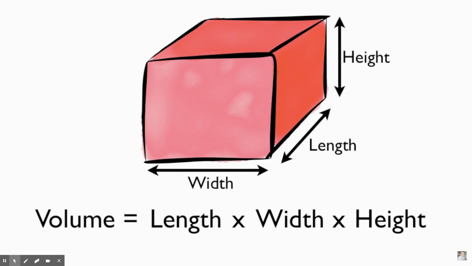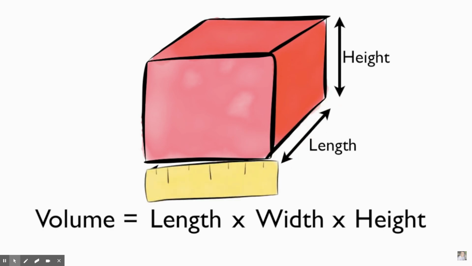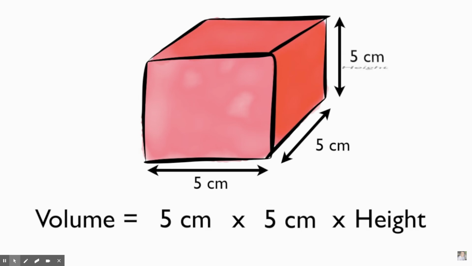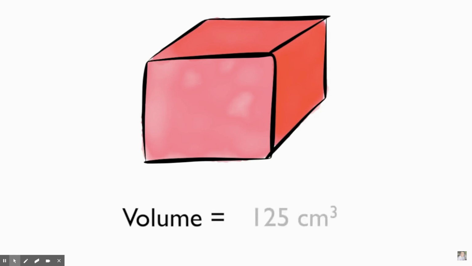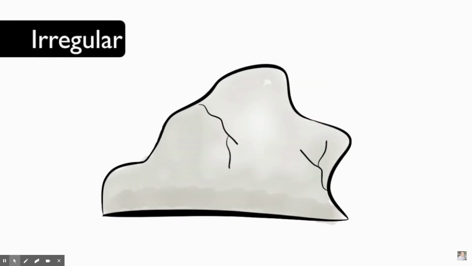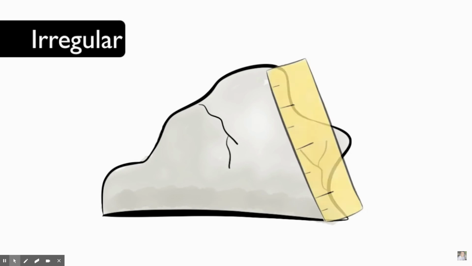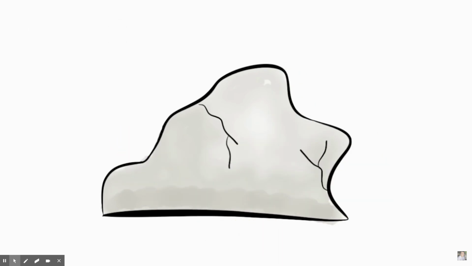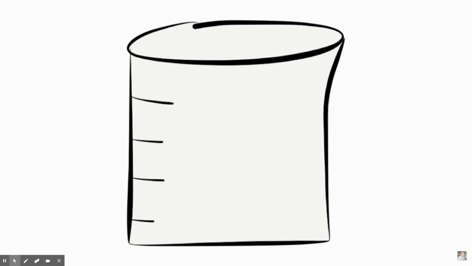Using a ruler, we take measurements. The measured value for length is 5 centimeters. The width is 5 centimeters, and the height is 5 centimeters. Our calculated volume is 125 cubic centimeters. The shape of a rock is described as an irregular solid because it is not made up of simple shapes. As a result, we need to find the volume of the rock in a different way.